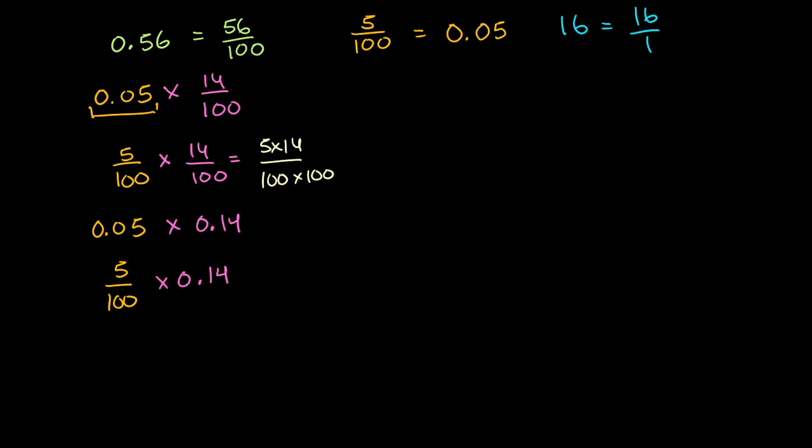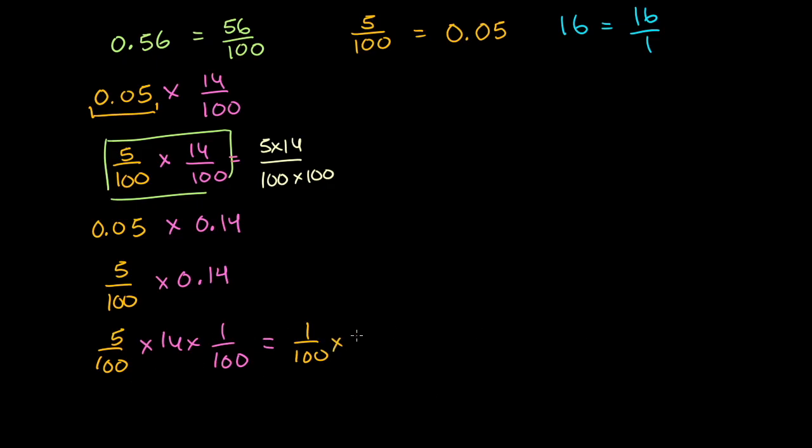And there's even other ways of doing it. For example, we could take what we had up here. We could say, hey, this is the same thing as, well, I could write it as 5 over 100 times 14 times 1 over 100, because 14 hundredths. I could also write it this way. I could say that this is equal to 1 over 100 times 5 times 14 times 1 over 100. These are all equivalent expressions.